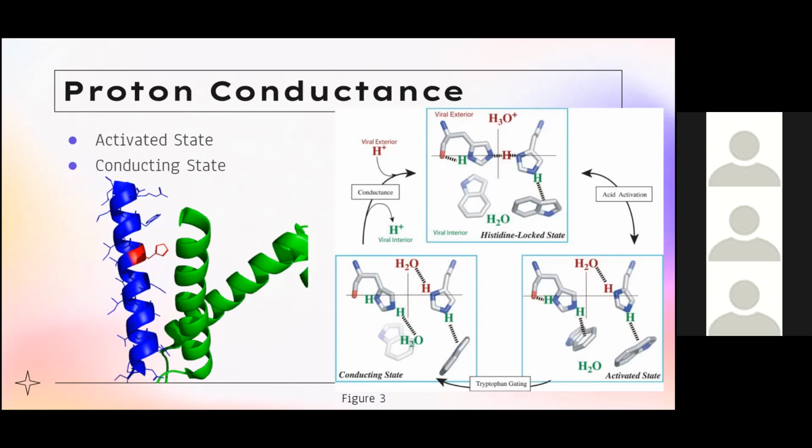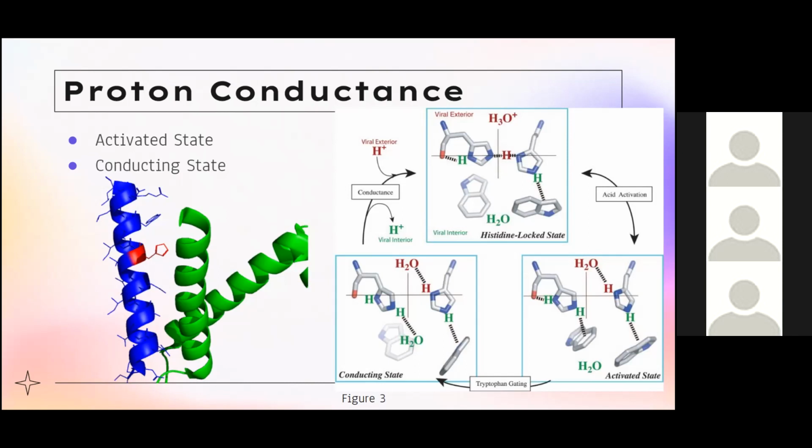It's the proposed mechanism of acid activation and proton conductance, illustrated with half of the HXXW quartet from a side view. So on the top, it shows the histidine lock state with a hydronium ion waiting in the N-terminal pore. So acid activation is initiated with a proton transfer from the hydronium ion into the inner residue hydrogen bond between N delta 1 and N epsilon 2.